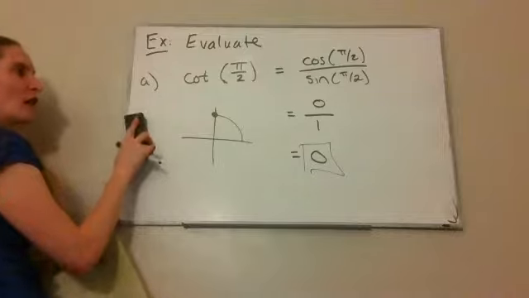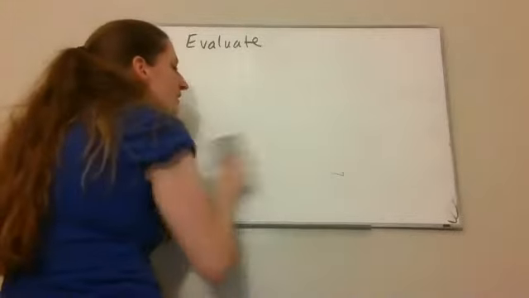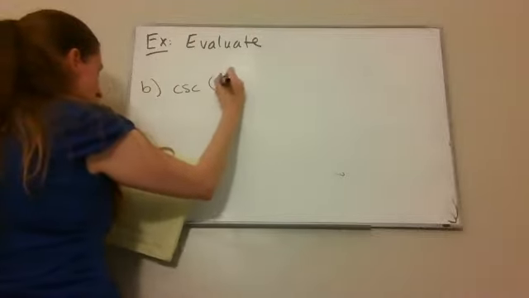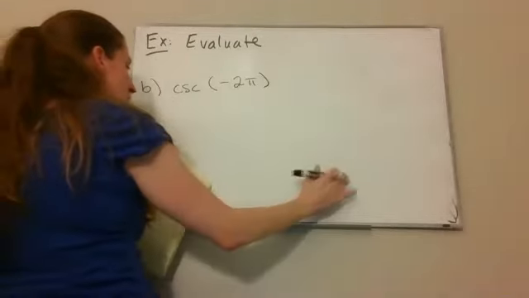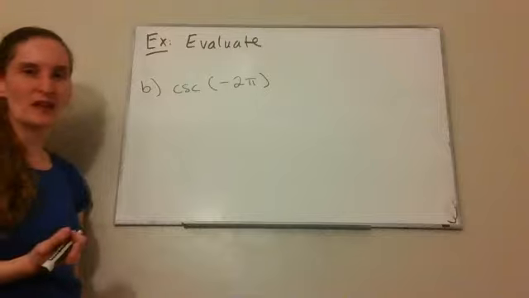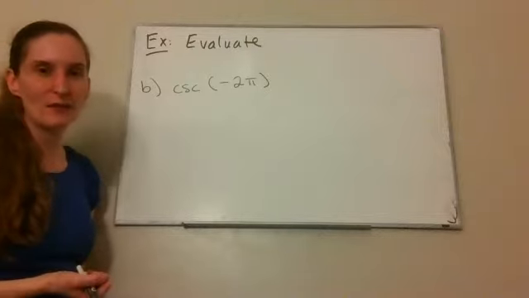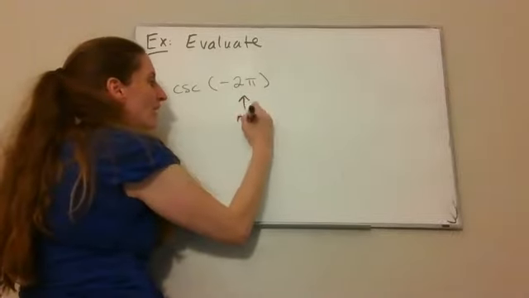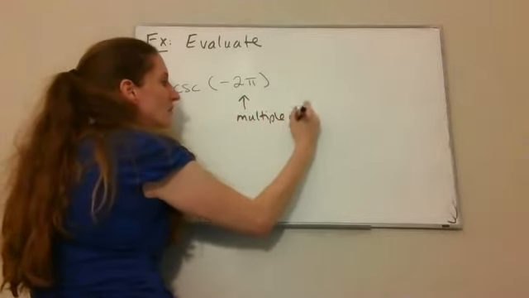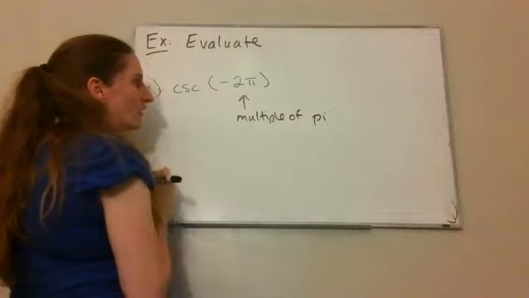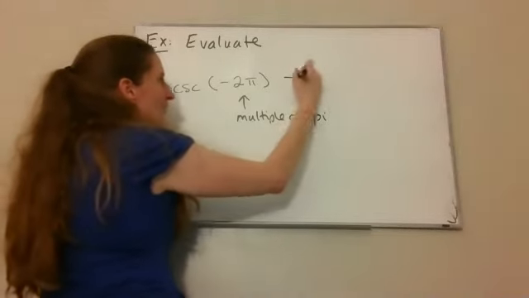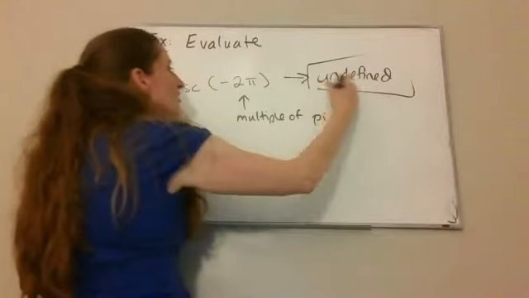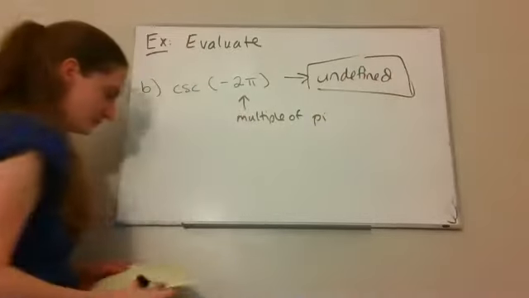Now let's try one with cosecant. What is the cosecant of negative 2 pi? Well, remember, our domain of cosecant is all of the real numbers except for multiples of pi. Well, negative 2 pi is a multiple of pi. So I know this is not in the domain, and that means this guy is undefined, just based on using our domain.